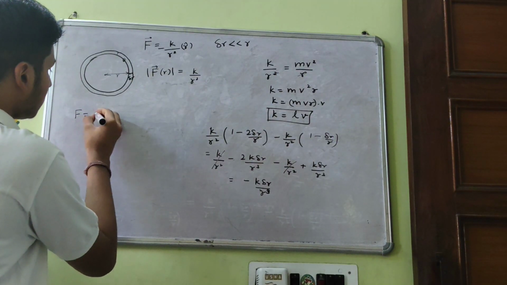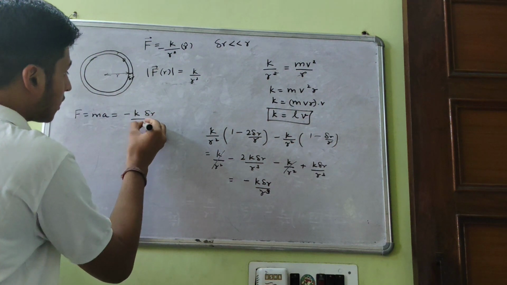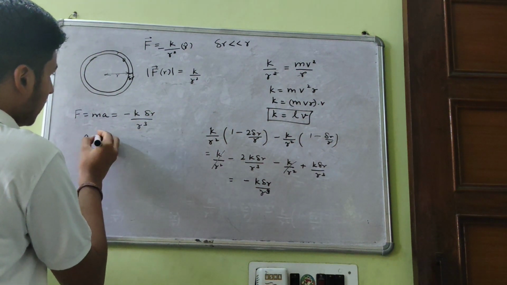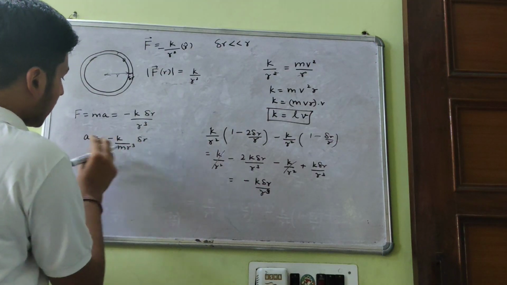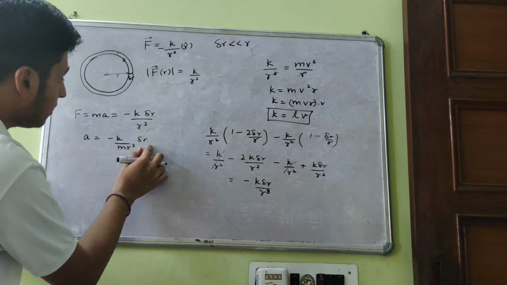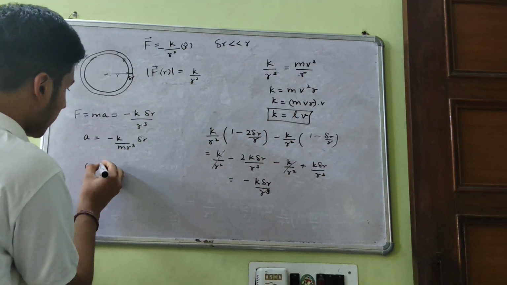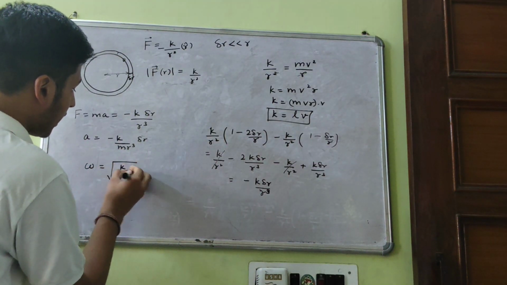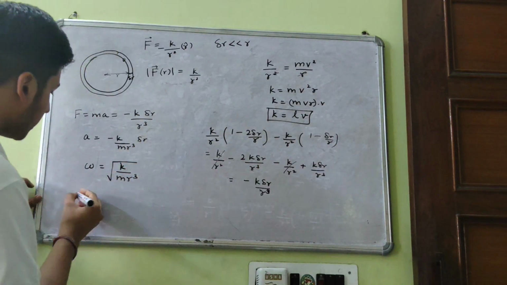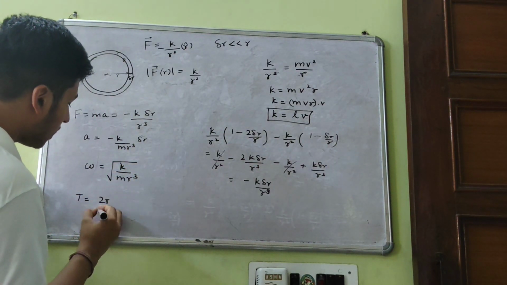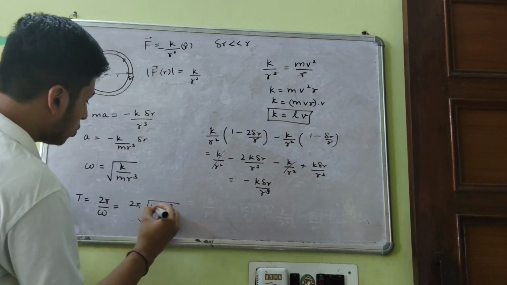F equals MA equals minus k delta r by r cube. So A equals minus K by M R cube delta R. A equals minus omega square R, the condition of simple harmonic motion. So omega here is under root K by M R cube. Now we can find the time period from here. T equals 2 pi by omega, so 2 pi under root M R cube by K.